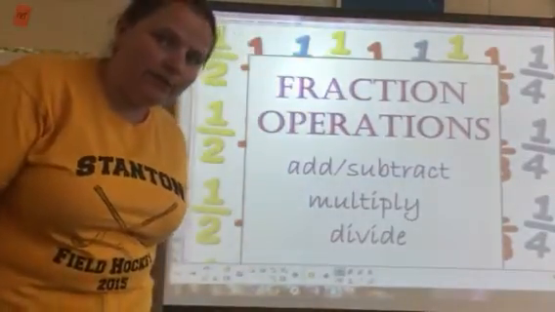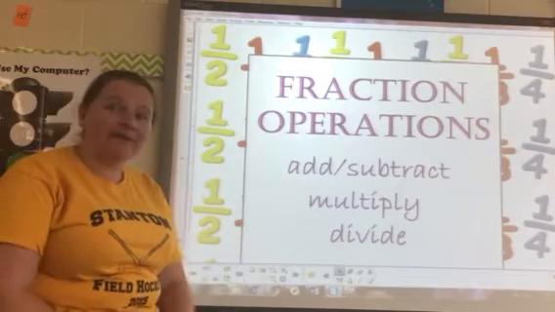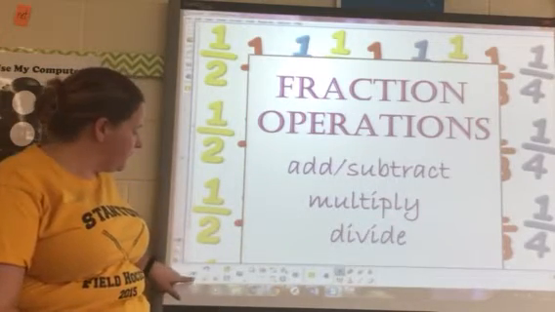This is Miss Hamilton, and we're going to talk about fraction operations today. We're going to look at how to add and subtract, how to multiply, and how to divide on common fractions.